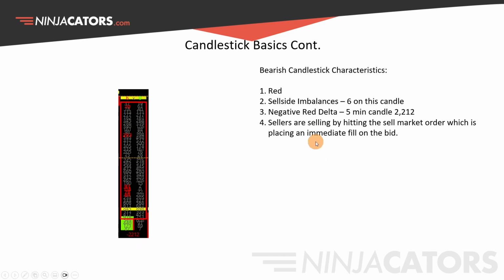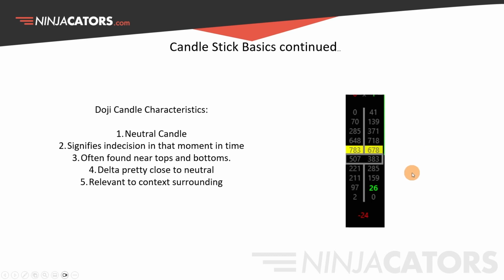Okay. And this is again on a 5-minute candle. 2,212 is the delta. Okay. And again, this is sellers that are selling by hitting the sell market order, which is placing an immediate fill on the bid. Okay. So here is the third type of candle.